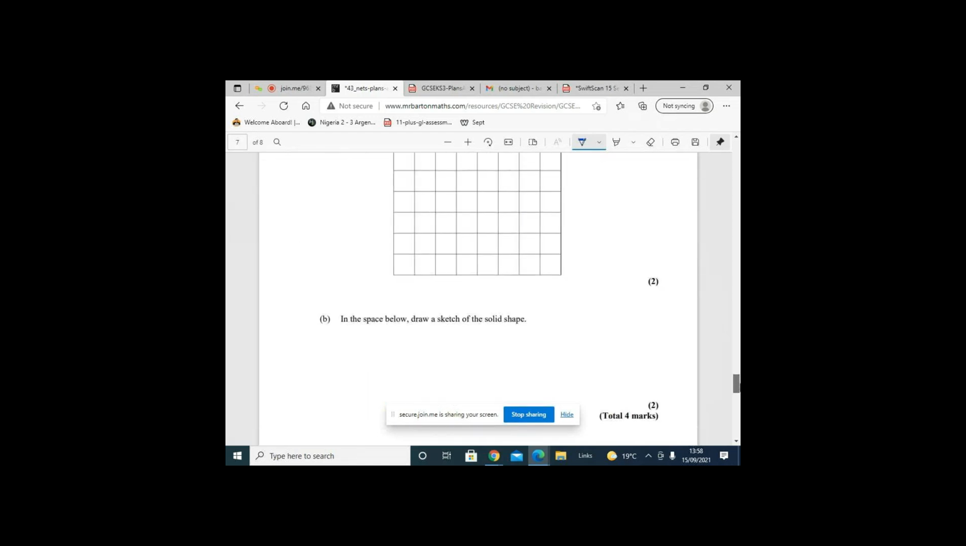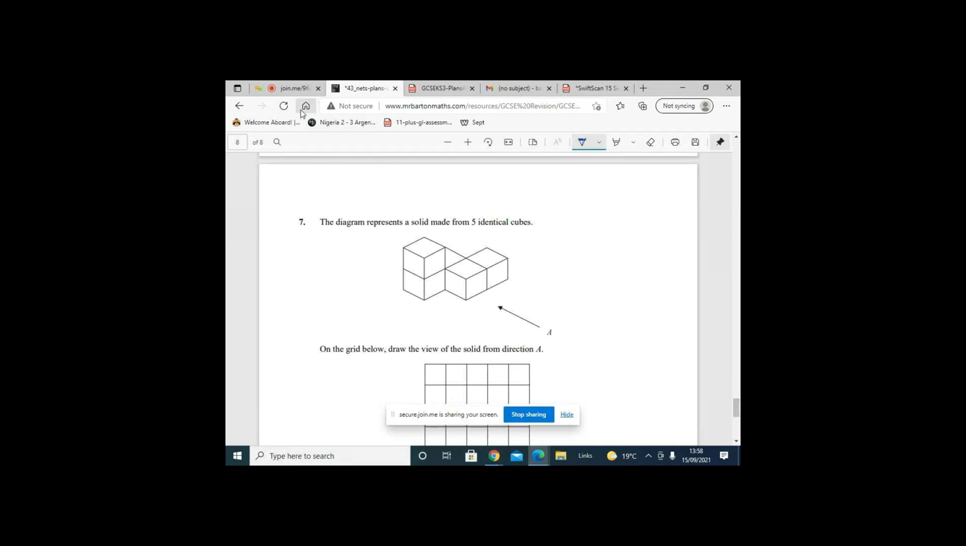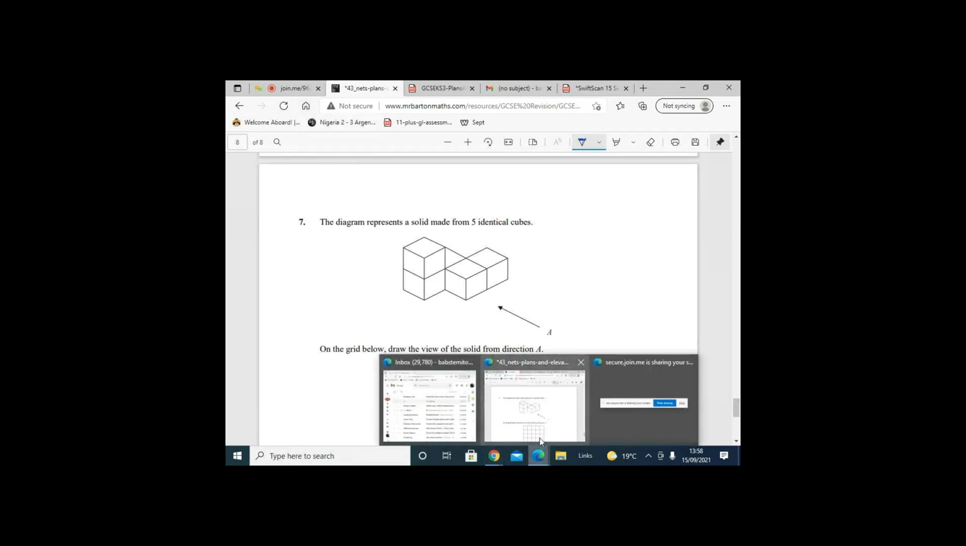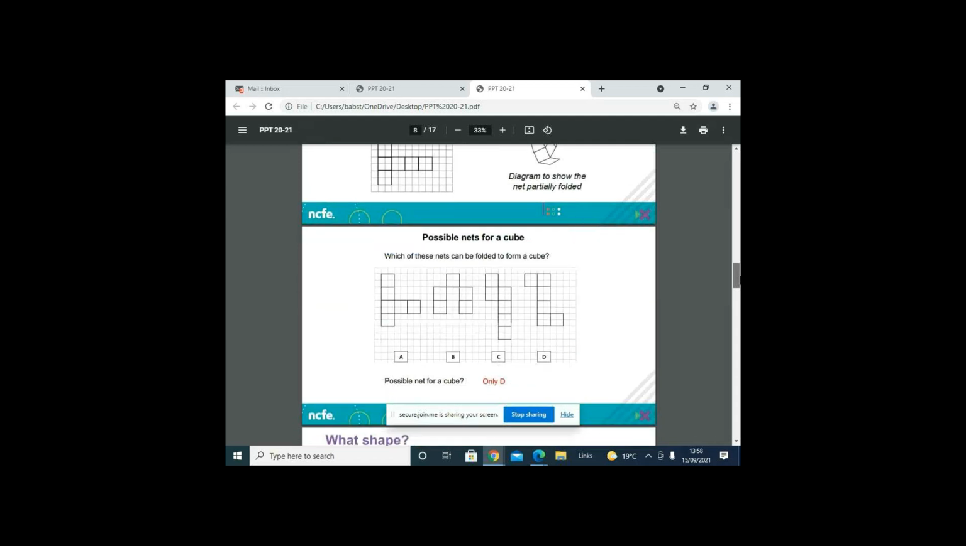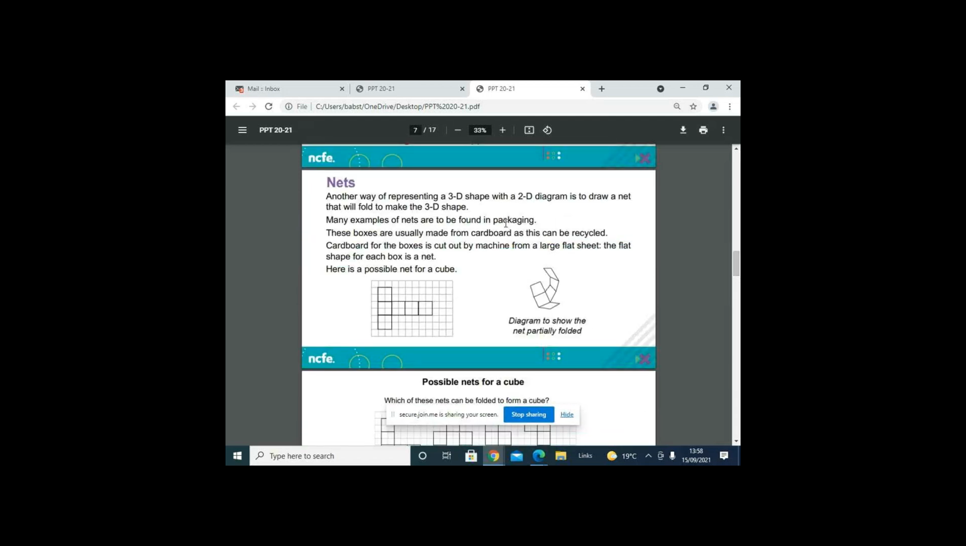So let me go to this other one, the net. This is unwrapping the net now. The net is like the skeleton of a 3D shape. For example, this is a cube. If you unwrap this cube, this is what you get. A cube normally has 6 faces: 1, 2, 3, 4, 5, 6. This is how it looks. If you fold all these together, it turns into a cube.